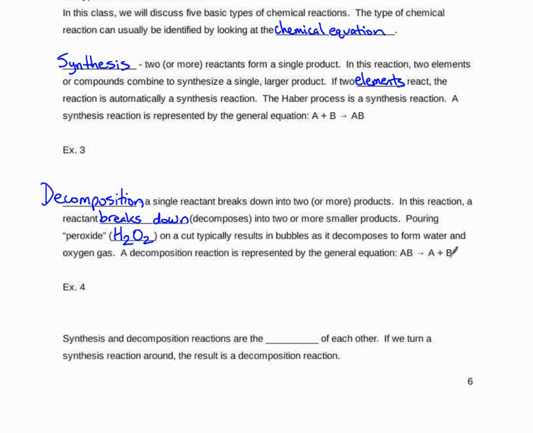Some examples. H2CO3, which is one possible thing that you get when you dissolve carbon dioxide in water. But this compound will decompose into liquid water and carbon dioxide gas.